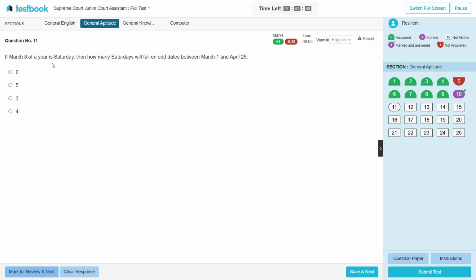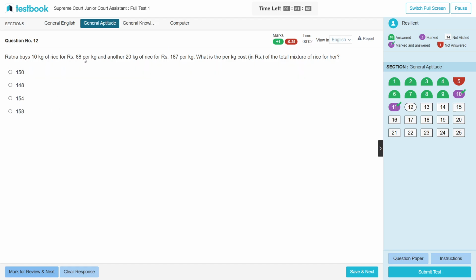If March 8th of a year is Saturday, then how many Saturdays will form 4 dates between March 1 and April? And 15, 22. 18, 15, 22, 22, 29. One, two, three, four. 5, 12, 22, 19. It says between, so 4.